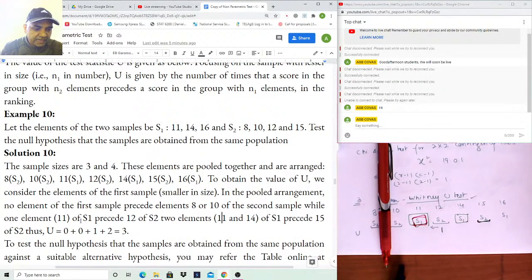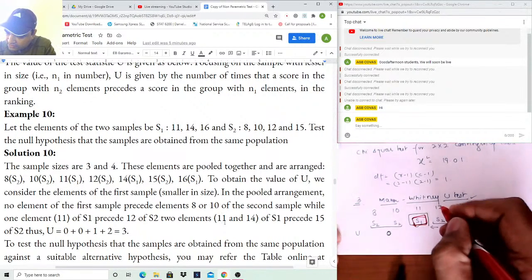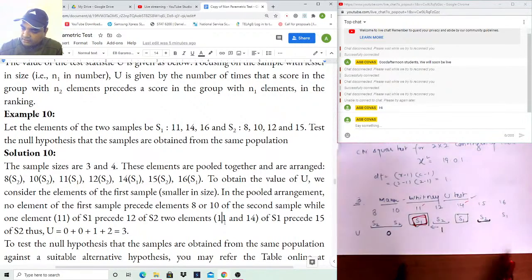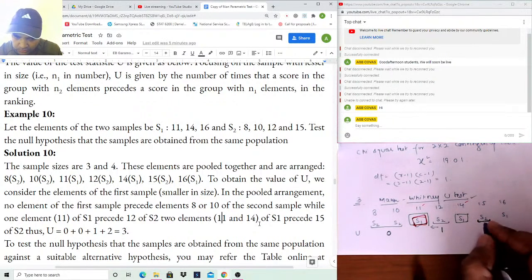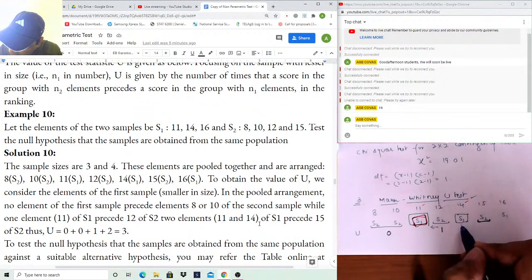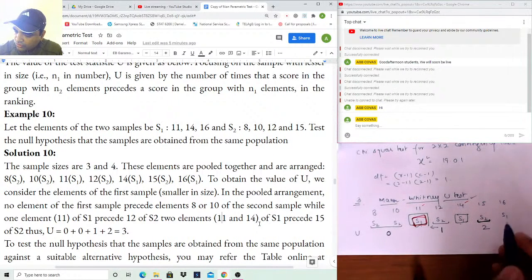So one element, 11, of S1 precedes 12 of S2, and two elements, 11 and 14, this 11 and this 14, isn't it? These precede the S1. So here it will be 2, that is this S1 and this S1. So it will be 2. After that there is no S2, so we will not be calculating.